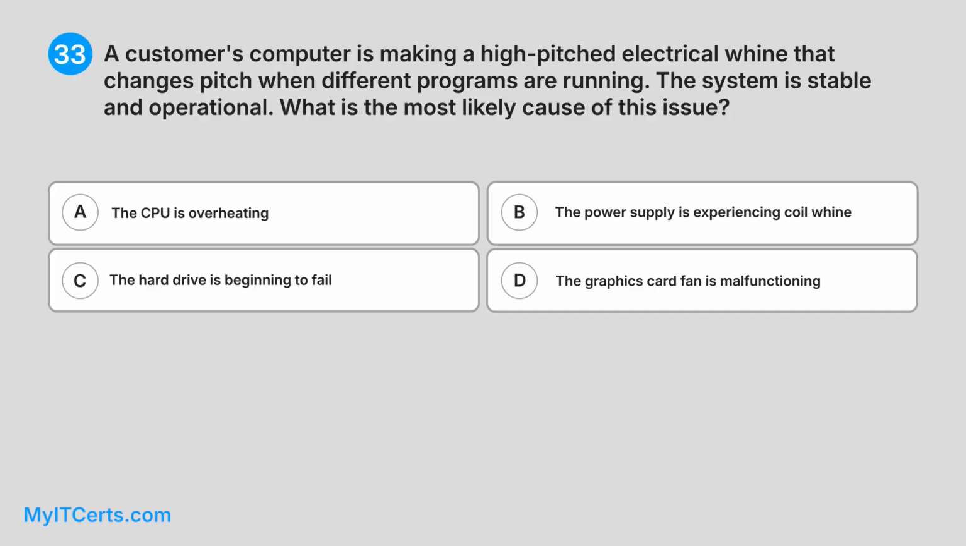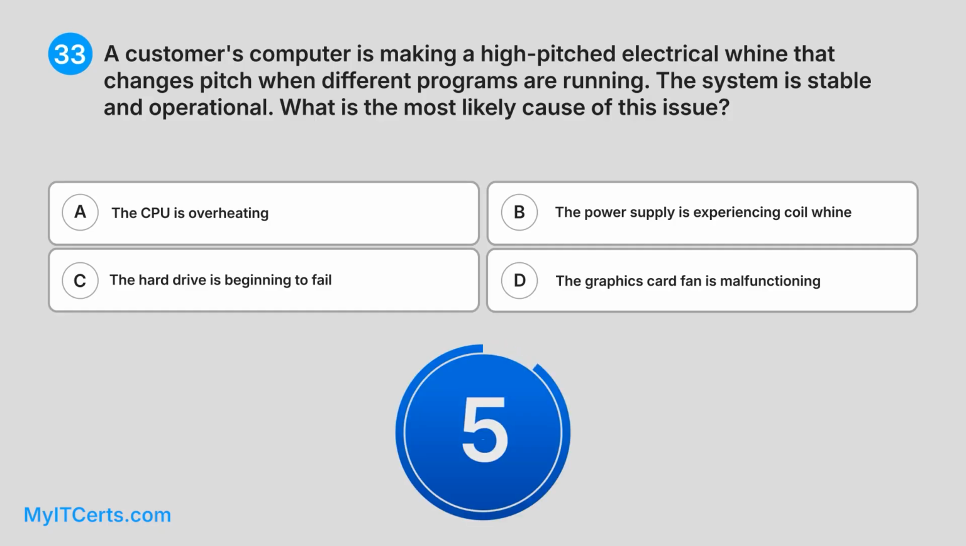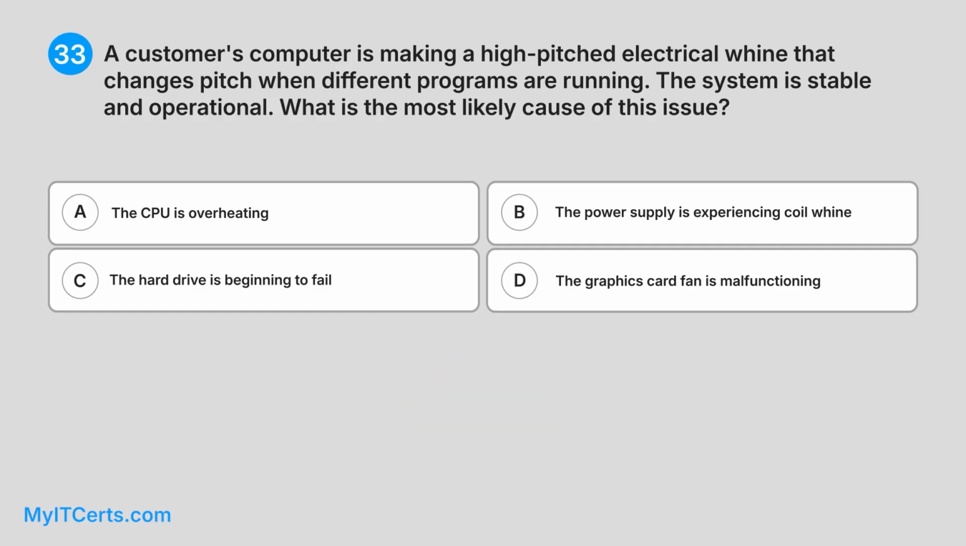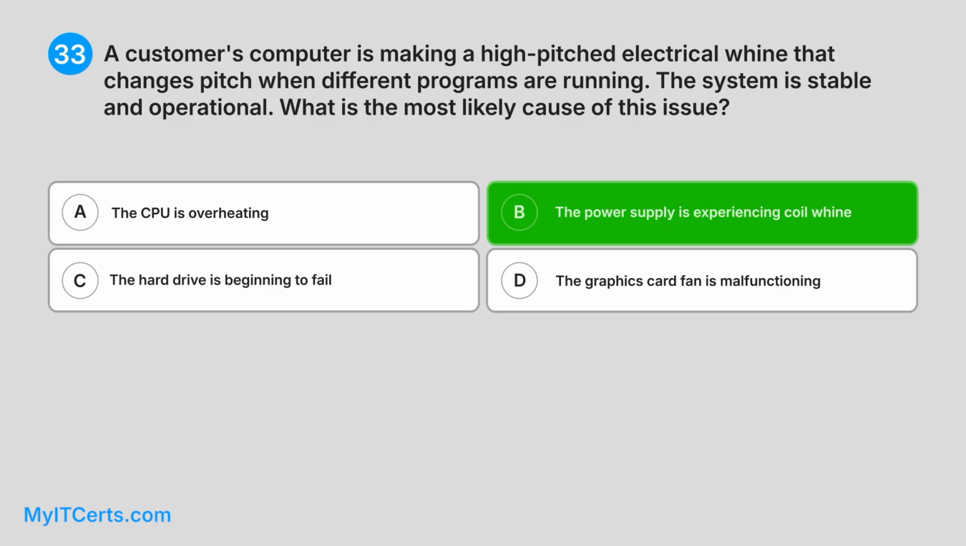A. The CPU is overheating. B. The power supply is experiencing coil whine. C. The hard drive is beginning to fail. D. The graphics card fan is malfunctioning. Can you guess the answer? Correct answer, B. The power supply is experiencing coil whine.